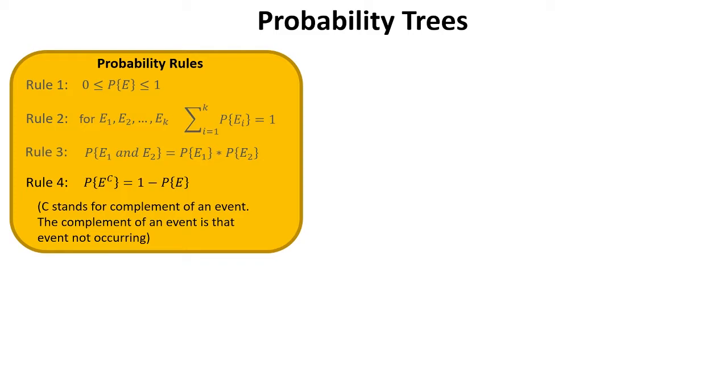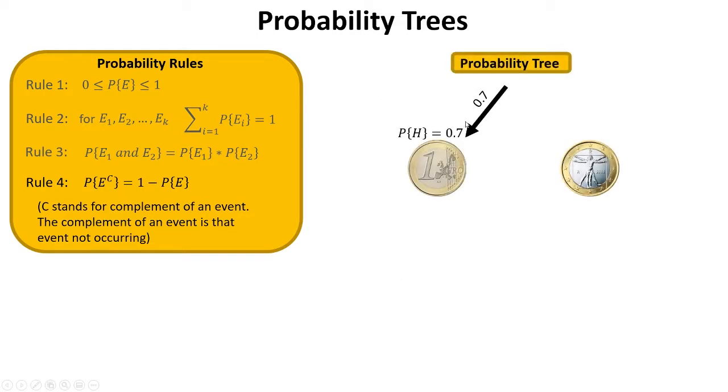So if your event is heads, right, the complement of heads is tails. If your event is rolling a 6 on a dice, then the complement of rolling a 6 is rolling a 5, 4, 3, 2, or 1. Any of those others is not rolling a 6, right? And the probability of not doing something is 1 minus the probability of doing that thing. So if we had a coin that had a 70% probability of flipping heads, then you would have to do 1 minus that. It would be a 0.3 for flipping tails.